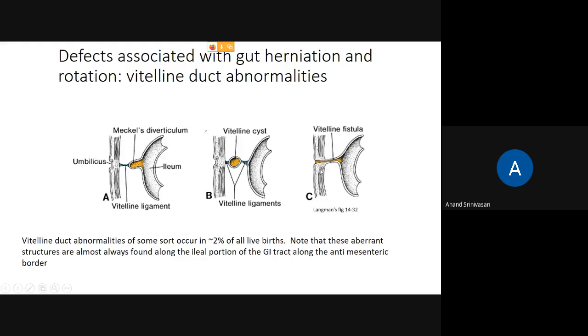So this needs to be detected. There can be some fecal smell in the umbilicus, and if it is persisting, the child needs to be taken up for surgery to remove this vitelline fistula. So these are the three abnormalities with regard to the vitelline duct. Any doubts?